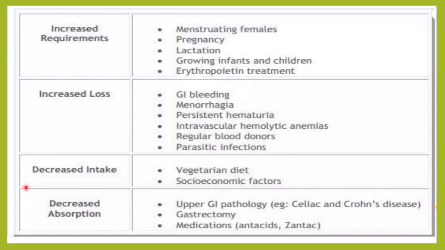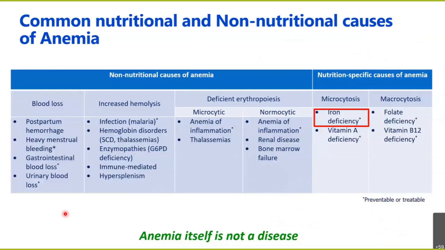So anemia can be because of various reasons. It could be increased requirement, increased loss of blood, decreased intake of certain food items, or decreased absorption. When we classify anemia, there are various classifications, some based on the etiology, like nutritional anemia and non-nutritional anemia. Sometimes we classify anemia based on the size of the RBC: microcytic, normocytic, macrocytic. Sometimes based on the reticulocyte count, and sometimes based on the marrow response, hypoproliferative or hyperproliferative marrow, etc.